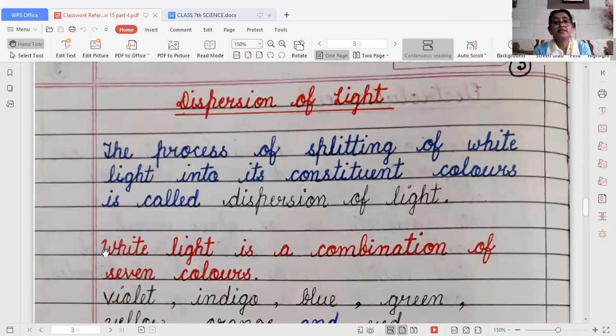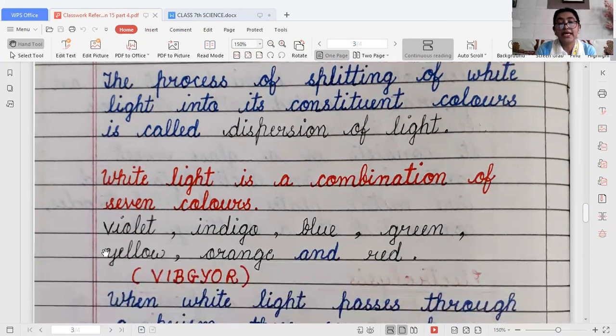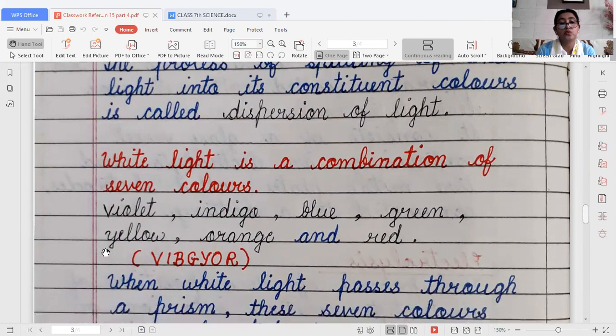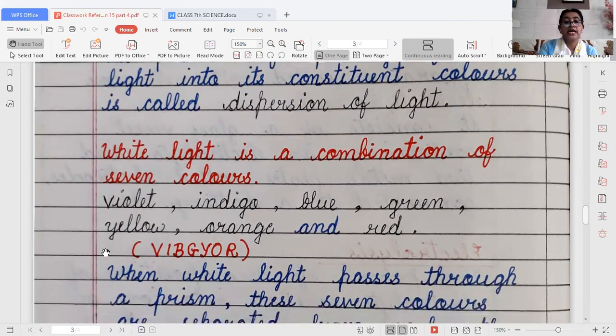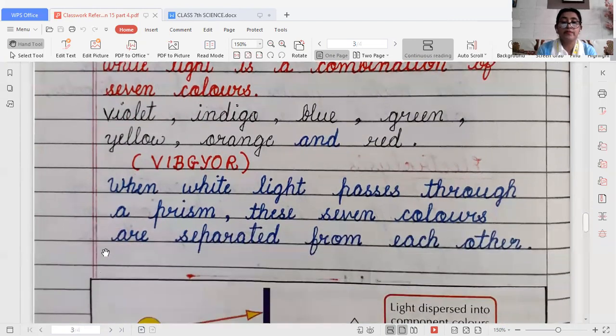Now we will discuss the dispersion of light. The process of splitting of white light into its constituent colors is called dispersion of light. As we know, white light is a combination of 7 colors. So what are those 7 colors? They are violet, indigo, blue, green, yellow, orange and red. In short form, we always use VIBGYOR.